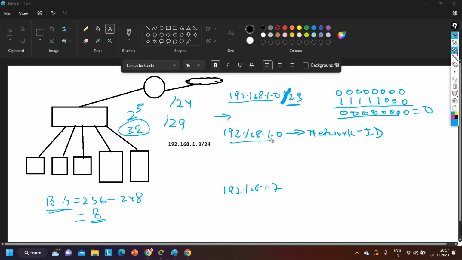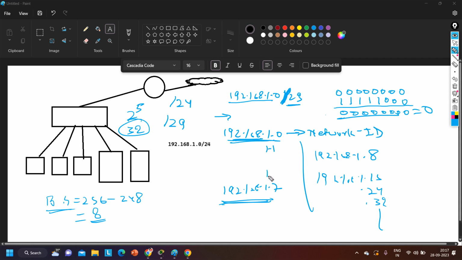Where will you add this value? In the octet where the value is changing, the fourth octet. My next network will be 192.168.1.8. After that 192.168.1.16, then 24, then 32, like this. So this is the broadcast ID and this is the network ID. The first valid IP address is 1.1 and the last valid IP address is 1.6. How many valid IP addresses are there? 1 to 6, that means 6.